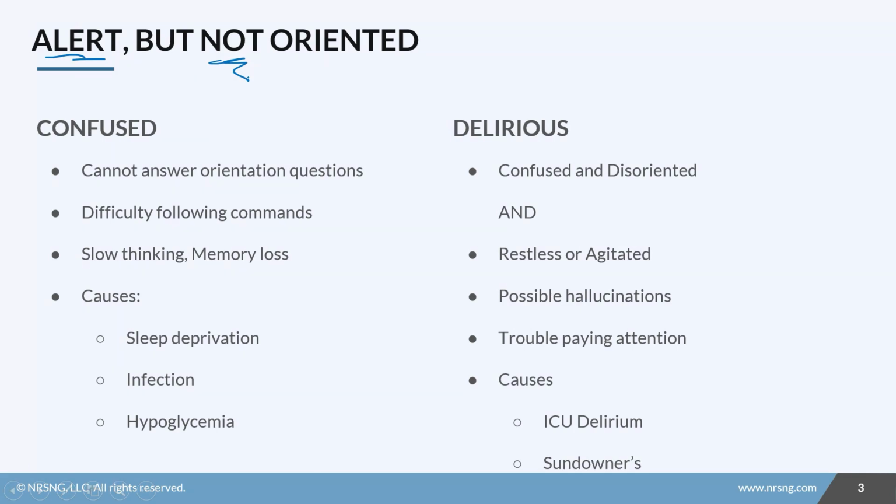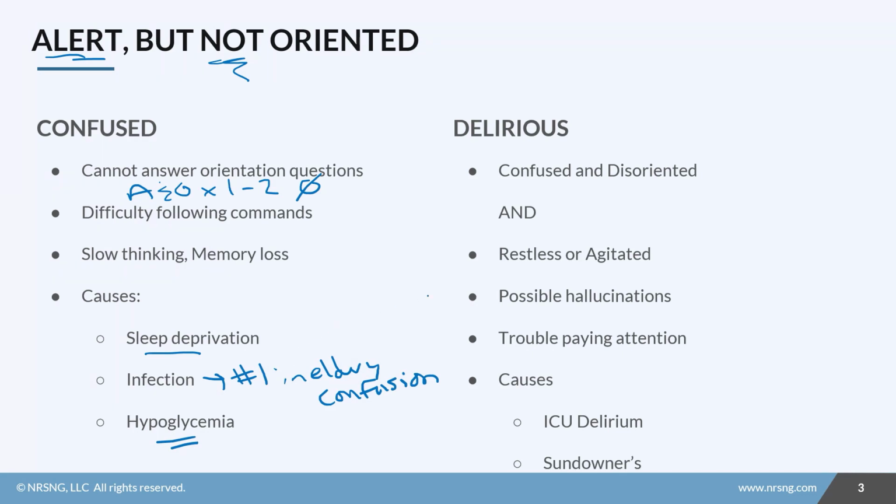Now, the next 2 levels of consciousness are patients who are alert, but they are not oriented. So people who are confused, they just can't answer all the orientation questions correctly. You might say that they're alert and oriented times 1 or 2 or even 0. They just have difficulty following commands. They're kind of slow thinking and they're having difficulty tracking what's going on, and they may even have some memory loss. Now, this can be caused by sleep deprivation, which actually happens a lot when patients are in the hospital. It can even be caused by infection. In fact, the number 1 sign in the elderly of infection is confusion. And then remember from the cerebral metabolism lesson that hypoglycemia can also cause some confusion.